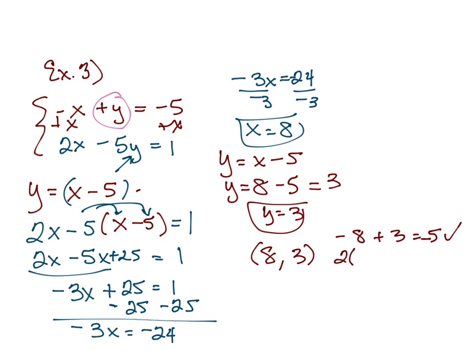How about 2 times 8 minus 5 times 3 equals 1? What's 2 by 8? Minus 15? Is it 1? Sweet. Very good. Okay.